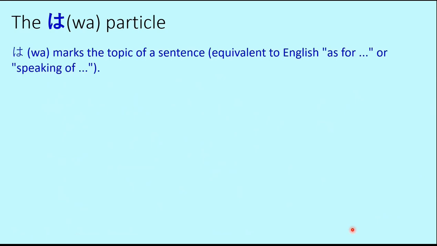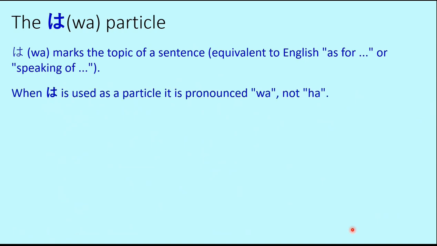So what's this wa particle? Let's see. Wa marks the topic of a sentence, and it is equivalent to English as for or speaking of. The next thing is that if you can recognize this character, if you remember the hiragana script or the hiragana characters, then this character is the ha sound.